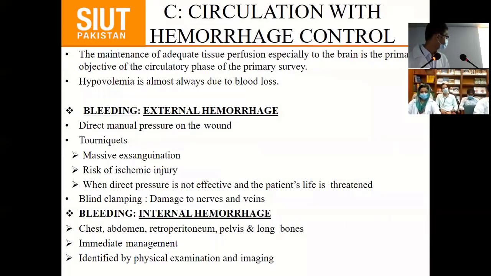For an external source, apply direct manual pressure on the wound, then apply tourniquets for massive exsanguination, but there is risk of ischemic injury. When direct pressure is not effective, the patient's life is threatened. The disadvantage of blind clamping is that it will lead to damage to the nerves and veins. If the cause is internal hemorrhage from the chest, abdomen, retroperitoneum, pelvis, or long bone, immediate management is required. It will be identified by physical examination and through imaging.